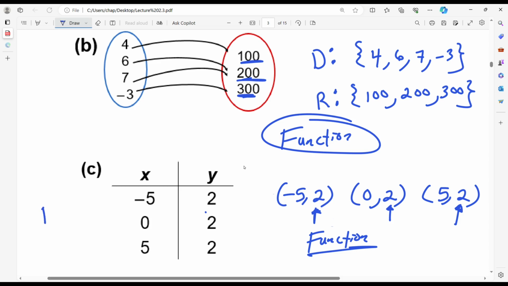What is the domain? The domain is the set of all x values, and in this case we have -5, 0, and 5. For the range, I only have one output, and that's 2. And that's okay. It's just a similar output, but it's only one, so it's still a function.